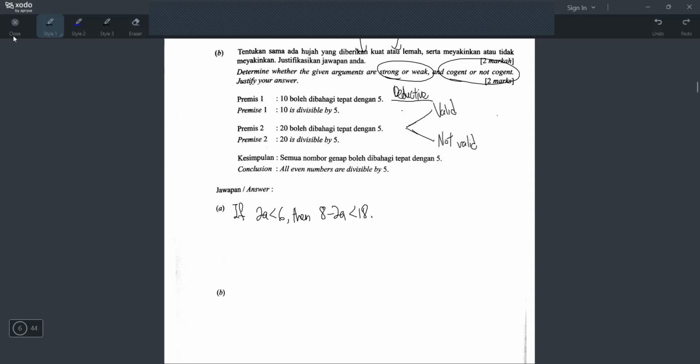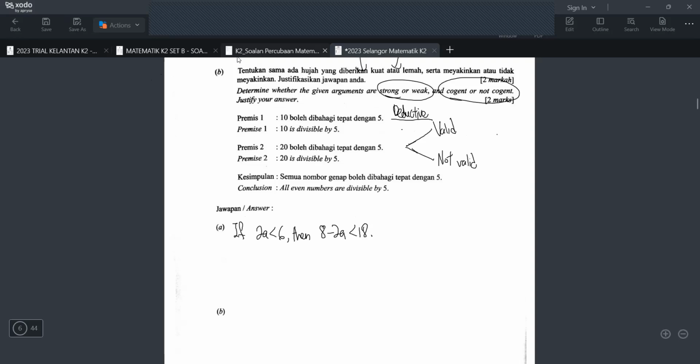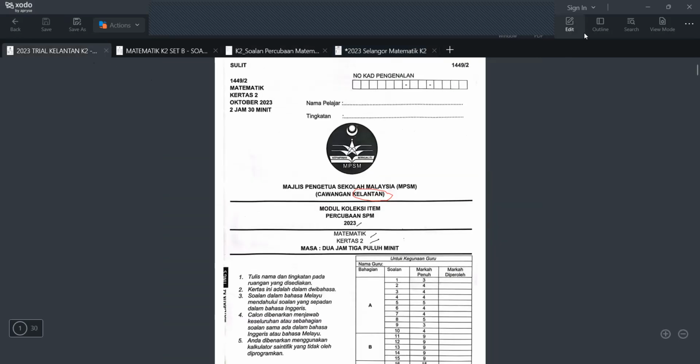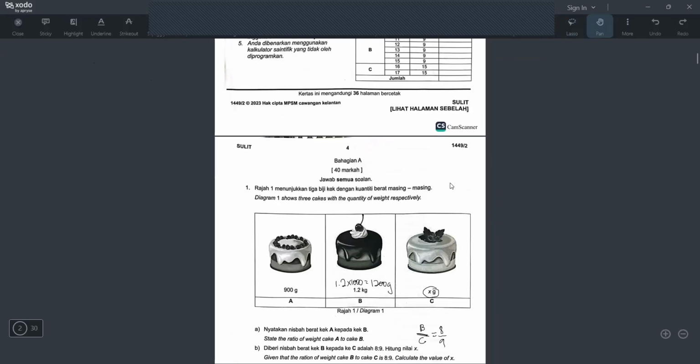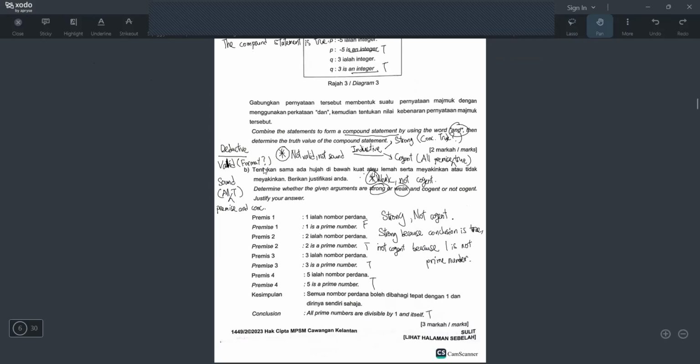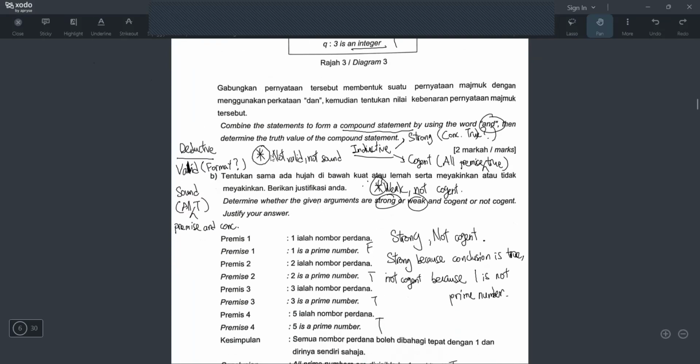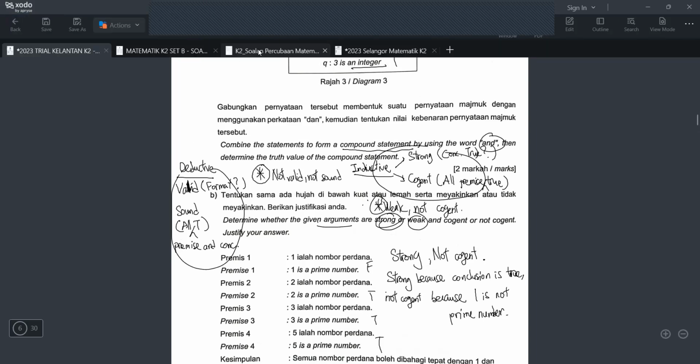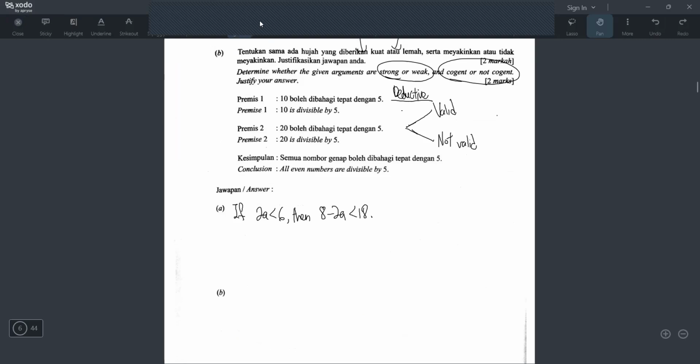So I'm just going to show you the Kelantan question, because it asks like that also. Let me show you. Okay, this is the Kelantan paper. I made a video on this paper as well. So it's question number, let me find it. Yeah, this one, question number 5. So as you can see here, determine whether the given arguments are strong or weak, cogent or not cogent. Justify your answer. So this one also they give you inductive, right? And you can see all my notes written here. So okay, let's go back there and finish my notes here.